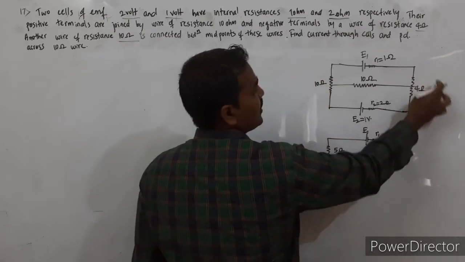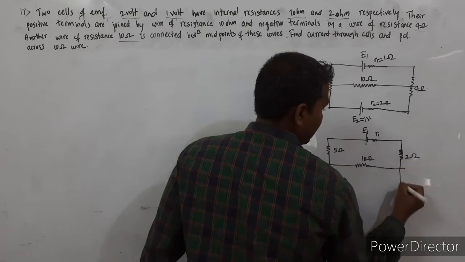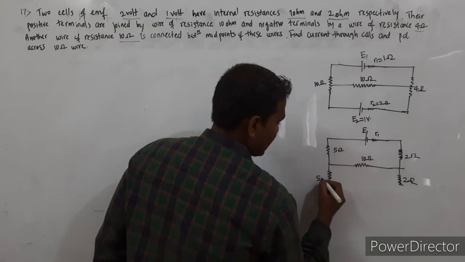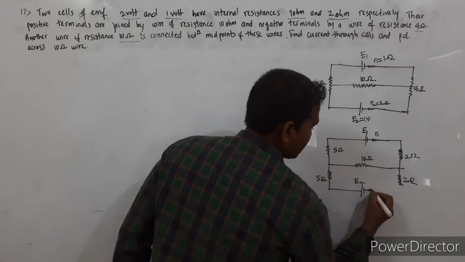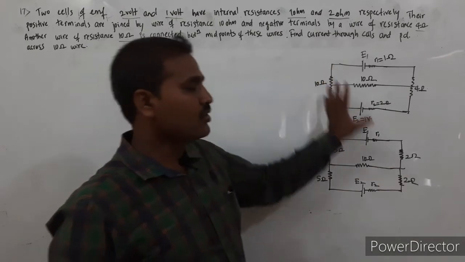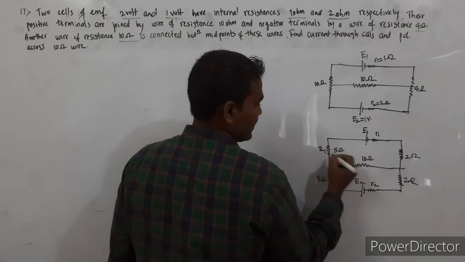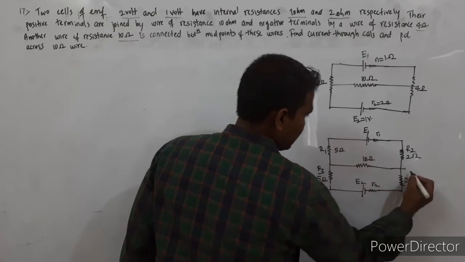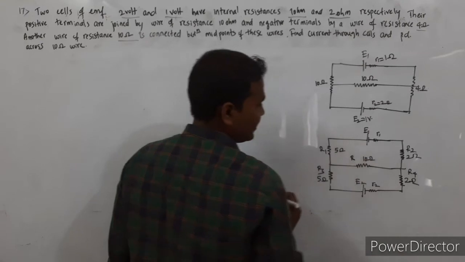Similarly, this 4 ohm can be divided into two equal parts. So here I will have 2 ohm and here I will have a 2 ohm resistance. The remaining 5 ohm resistance I write here, and this is the second cell E2, and this is the resistance of the second cell R2. So this same circuit I can redraw like this. Let us consider this is R1, R2. Let me write this as R3, let this be R4. Let me write this as R.